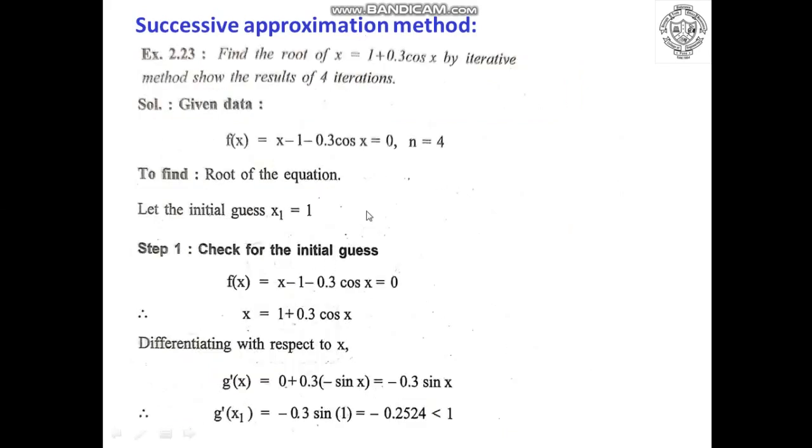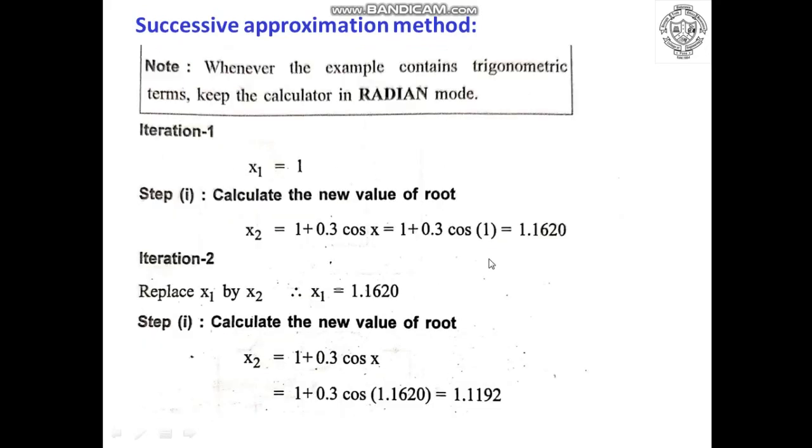Try to understand, when you transform your equation into g(x), that becomes the formula for finding the next approximated root. In the bisection method, regula falsi method or Newton-Raphson method, we derived a generalized formula to find the next approximated root. But here in the successive approximation method, the formula to find the next approximate root is nothing but g(x). You have to remember this formula. I'll repeat once again: the formula to find the next approximated root is nothing but g(x).